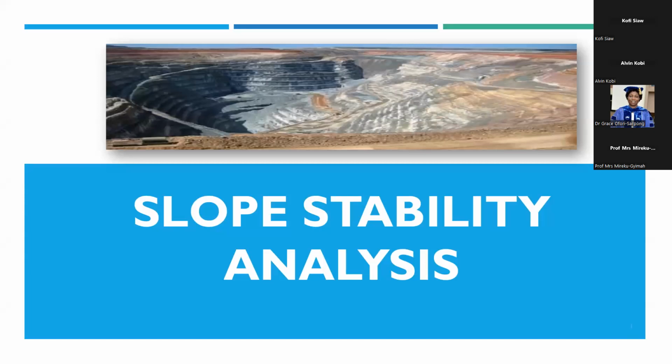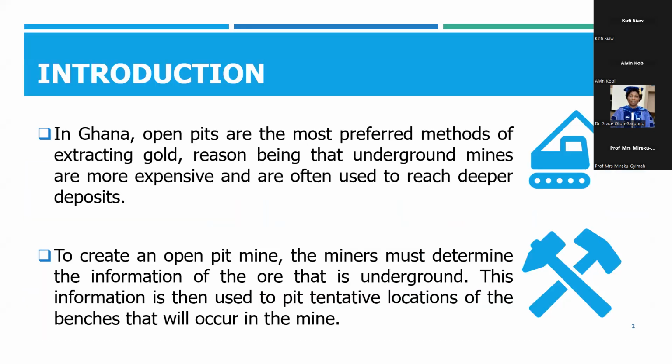In Ghana, the most commonly preferred method of gold extraction is the open pit method. This is due to the notable advantages that open pit mines have over underground mines. Some of the advantages include reduced cost and faster production rates. But with its advantages come some disadvantages, an example being slope instabilities.